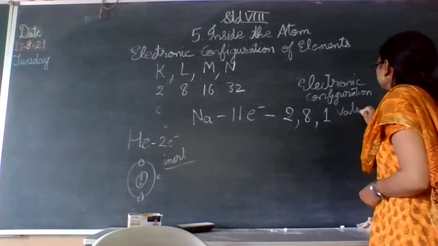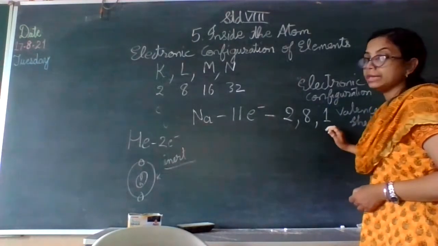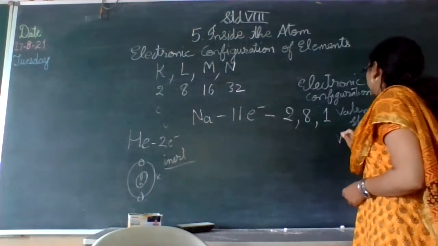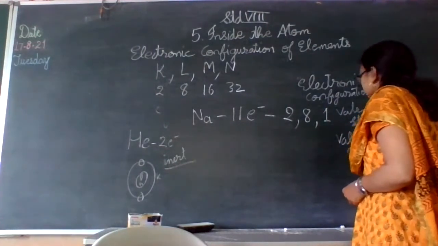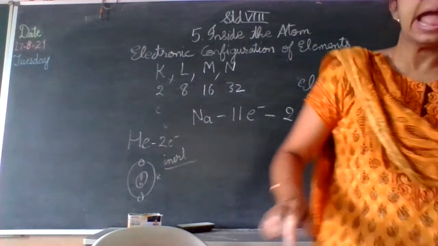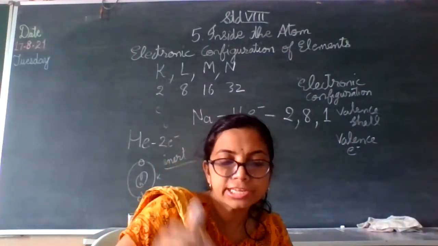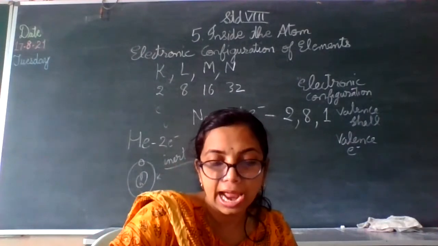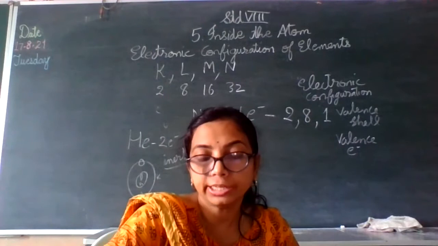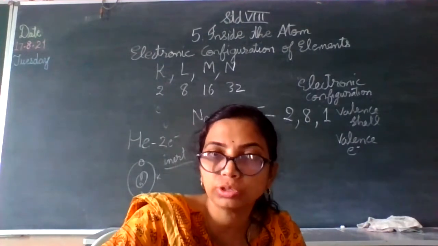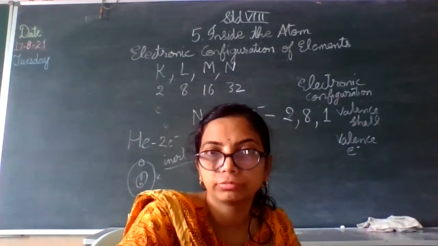Valence shell is having only 1 electron, and that is the valence electron in the atom of sodium. Now here 1 is the valence electron and the valency of sodium is also 1. It can share or give this 1 electron and become stable itself.